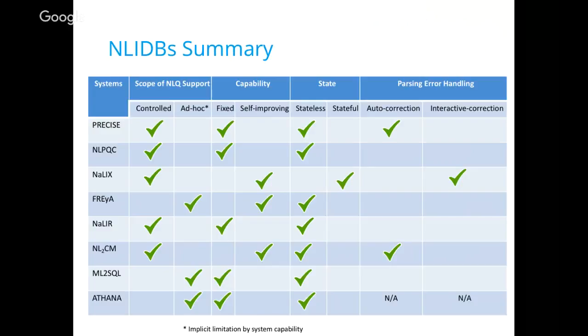So in summary, we have described 8 different systems, and we described the multiple aspects of those systems. So we have talked about the scope of natural language query support. As you can see, most of the systems use controlled NLQ, right? Which means that it does not support arbitrary queries issued by the user, but instead it has some predefined template or grammar that the system is able to understand and handle.